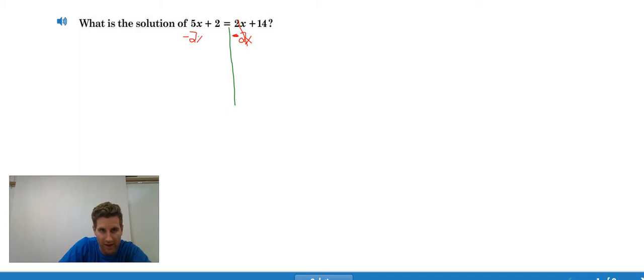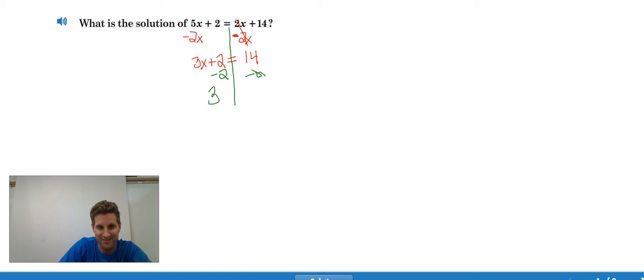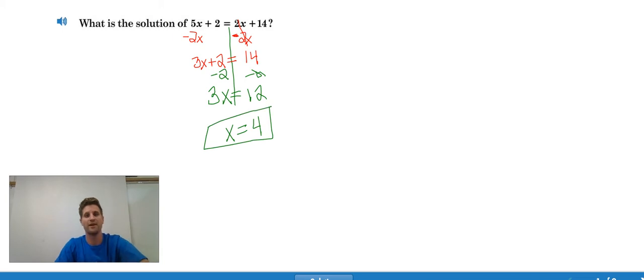And once we've done that, we're left with 3x plus 2 equals 14. Then we're going to go ahead and subtract the 2 from both sides. That's a 2, as ugly as it is. 3x equals 12, and then divide by 3, and we're going to get x equals 4. Okay? Boom, boom, boom. Thank you, thank you.